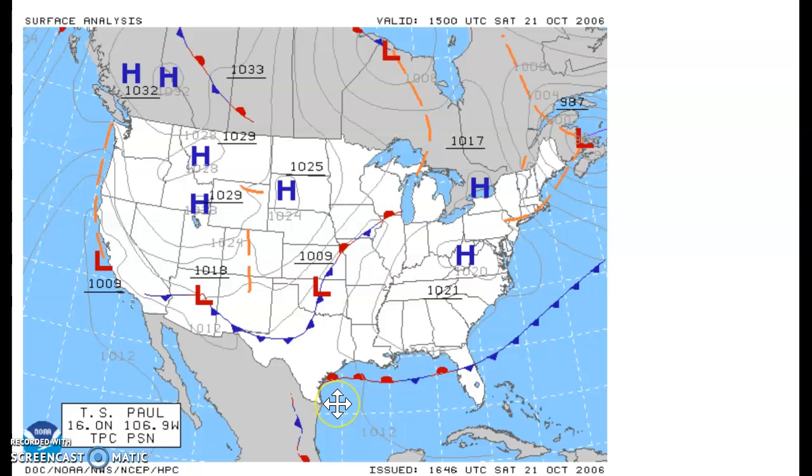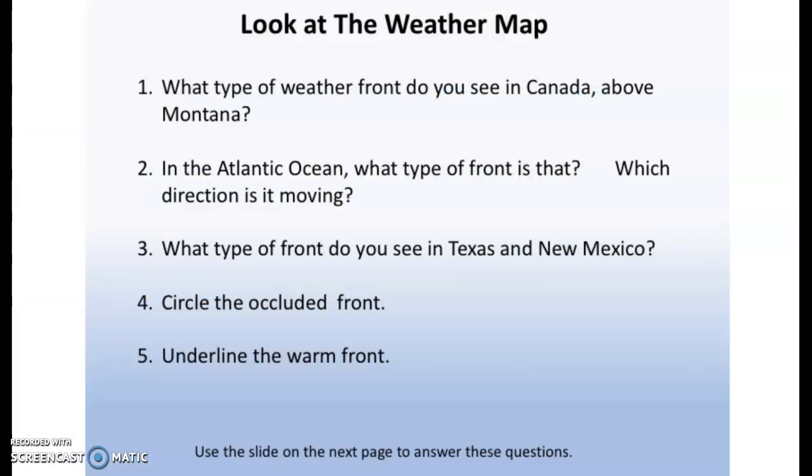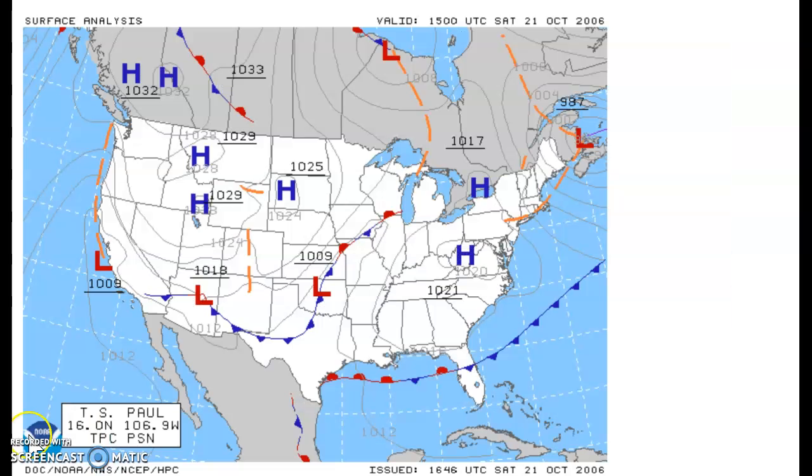Okay, and then it says circle the occluded front. Remember, the occluded front is where the two fronts meet. And we can see that right here where there's a little arrow where the two fronts meet together is the occluded front. And underline the warm front.